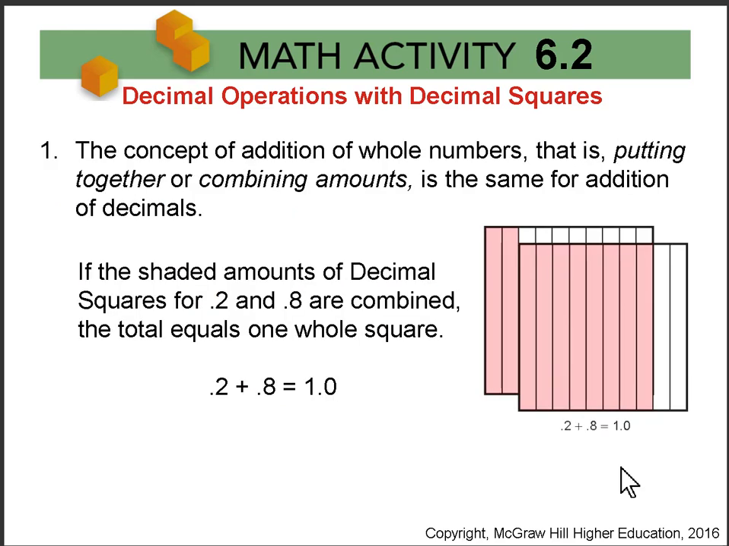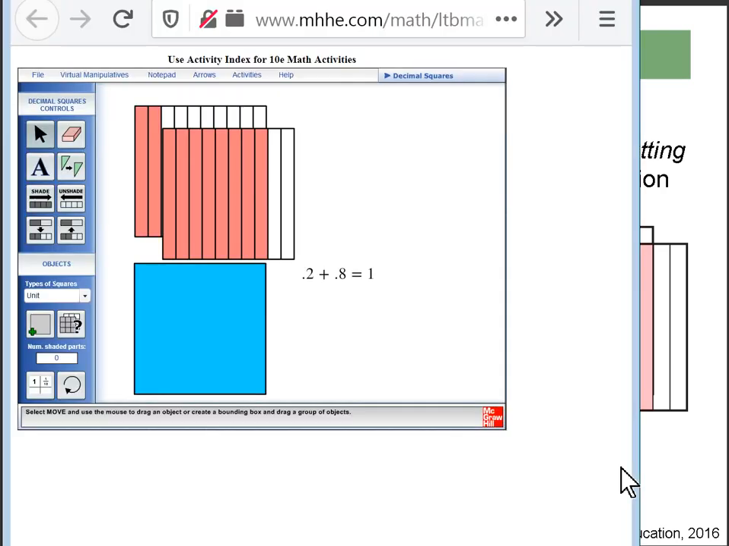We start with addition, where we combine values. For example, 2/10 plus 8/10 is 10/10 or 1. I have that set up in the virtual manipulatives. 2/10 plus 8/10, and you see here I have the 1 square drawn as well.